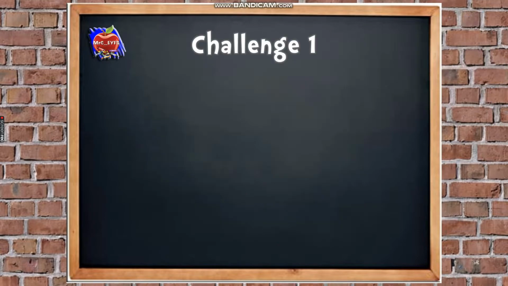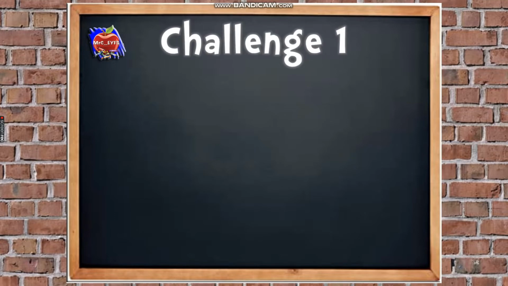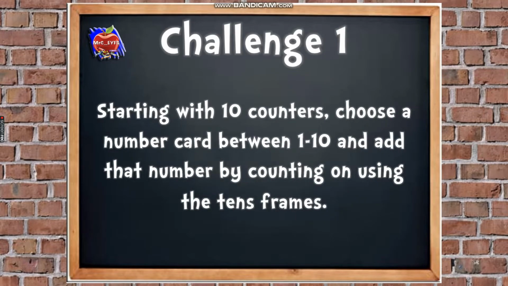Well done. Right, we're going to jump straight to challenge number 1 today, because I'm going to give you a quick demonstration of what we have to do. So challenge number 1. Starting with 10 counters, you're going to choose a number card between 1 and 10. So these are those number cards that we said we needed to make at the beginning. And then I want you to add that number by counting on using the tens frames, just like we've been practicing.